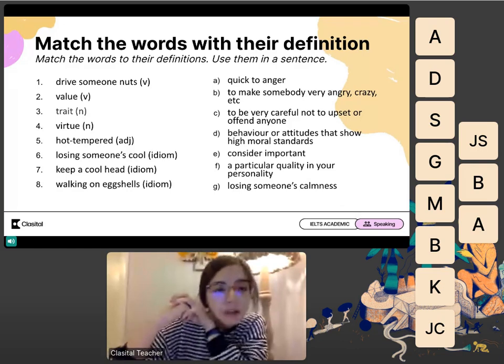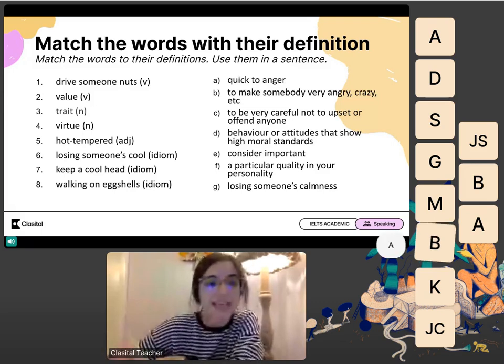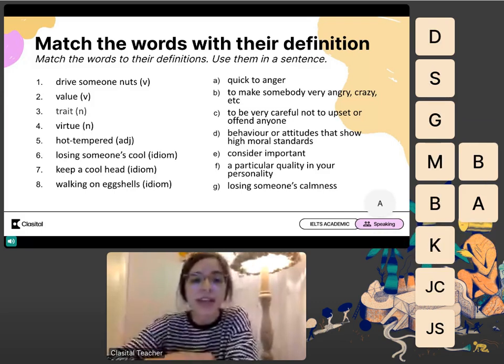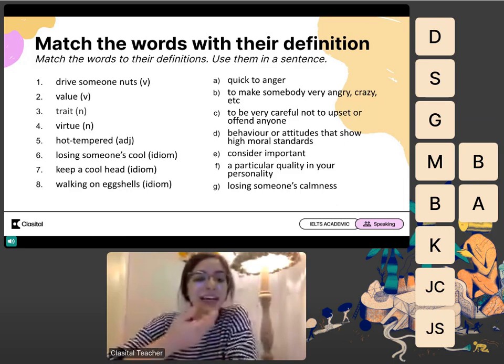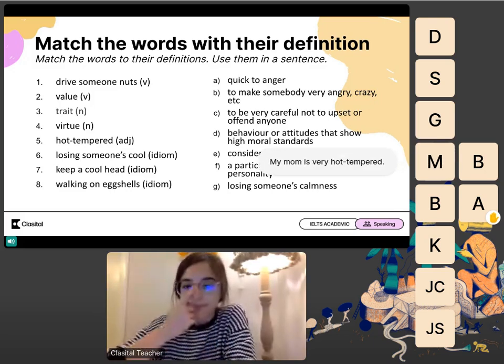Oh, did I miss number 4? Yes, number 5 would go for A. Yes, hot-tempered. Quick to anger. Can you give an example? Someone, you can raise your hand. Maybe someone in your life is hot-tempered. Maybe you feel hot-tempered. Yes, Abby.